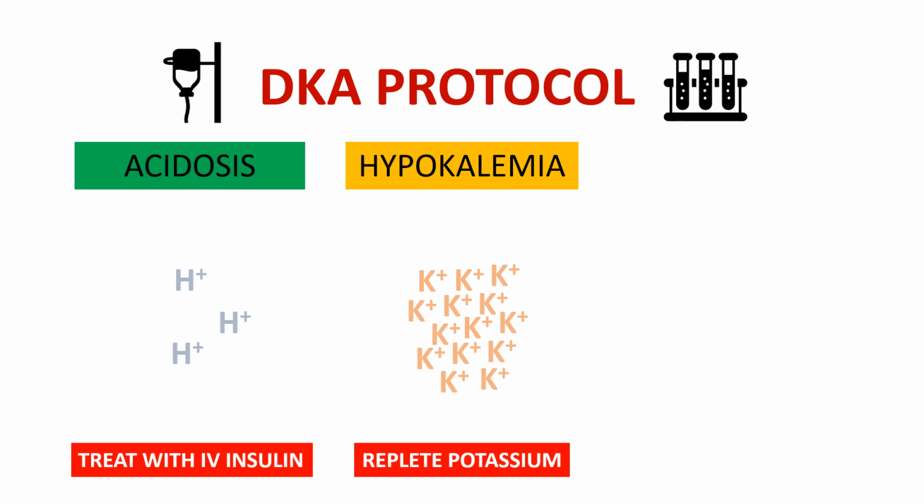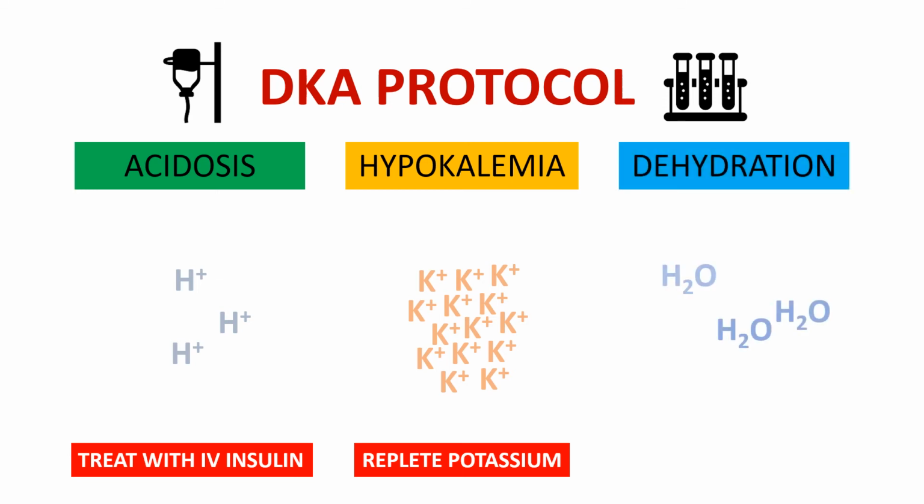The last thing to treat with the DKA protocol is dehydration. These patients in DKA are profoundly dehydrated primarily because of hyperglycemia, which causes diuresis. And so these patients should be given 2 to 4 liters of crystalloids up front in the emergency room and then started on maintenance fluids by the protocol.